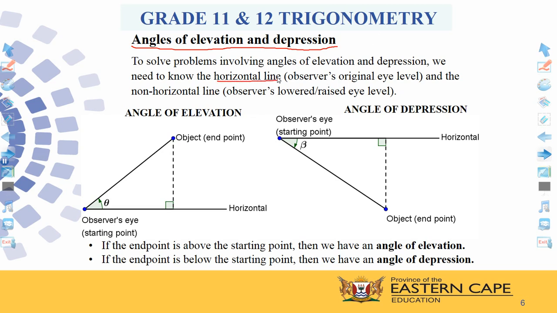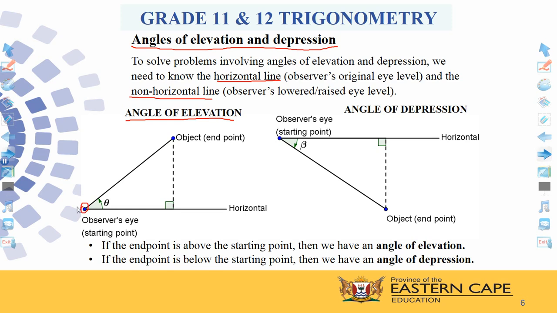Where is the horizontal line? It's like our line of reference, and then we look at the non-horizontal line, because we'll be looking at the angle formed by the horizontal line, which is the observer's original eye level, as well as the non-horizontal line, which is the observer's lowered or raised eye level, right? Very important. Now let's start with the angle of elevation.